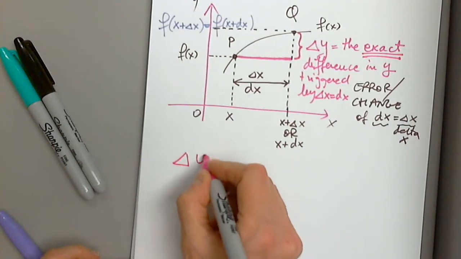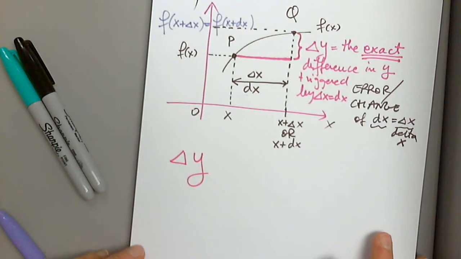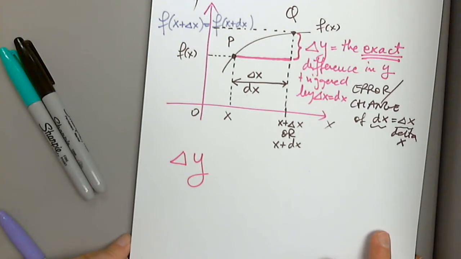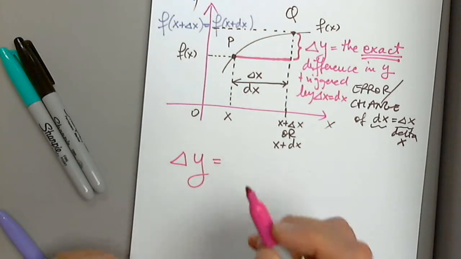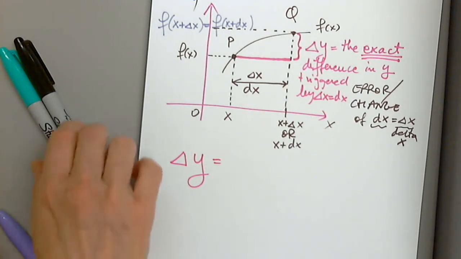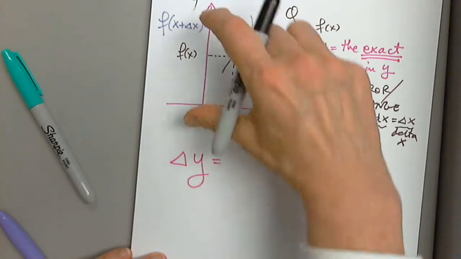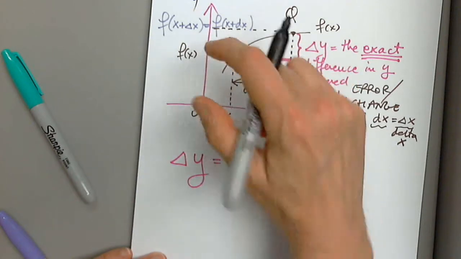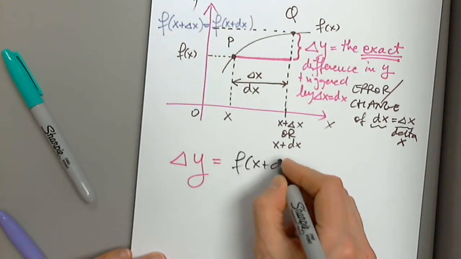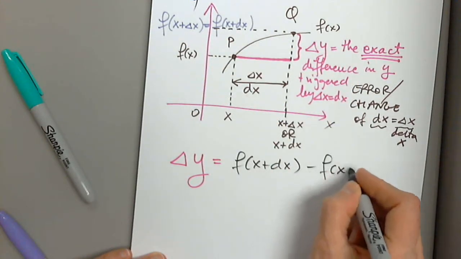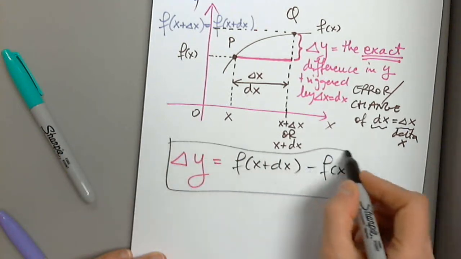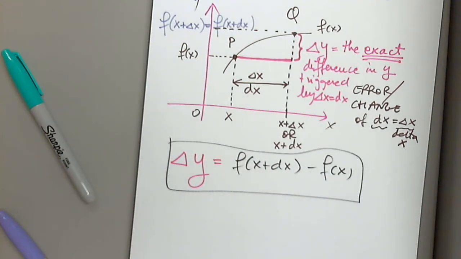So then the formula for delta y, which is the exact difference in y triggered by a change in x, is, can anyone give us the formula? Excellent. This minus this. So f of x plus dx minus f of x. Indeed. This is the first formula we need here. Great job.